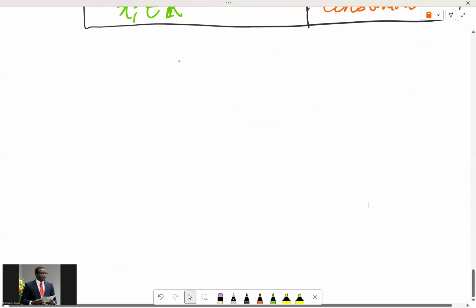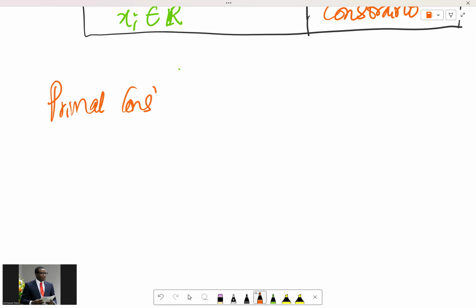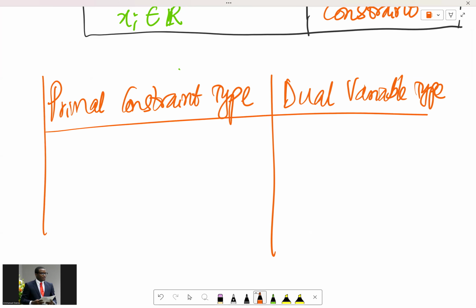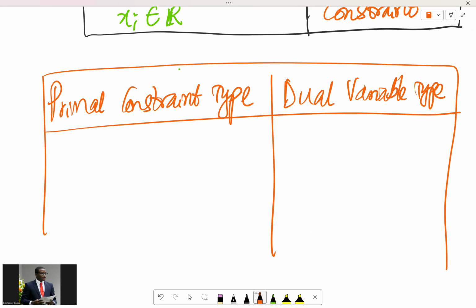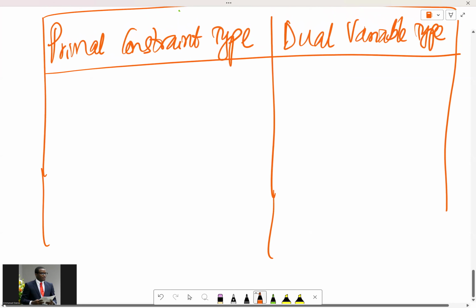All right. So again, imagine we have the primal constraint type. And then let's look at the dual. Constraints will lead to variables. So what is the dual variable type each primal constraint type is going to give us? Here we have three scenarios.